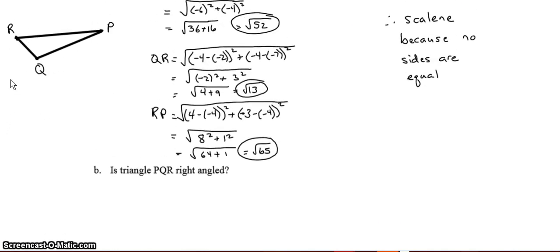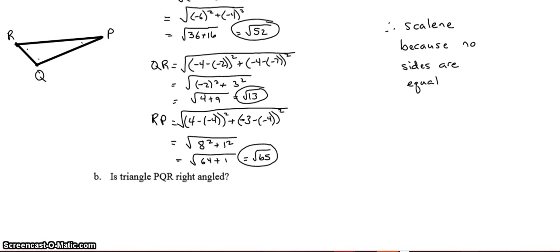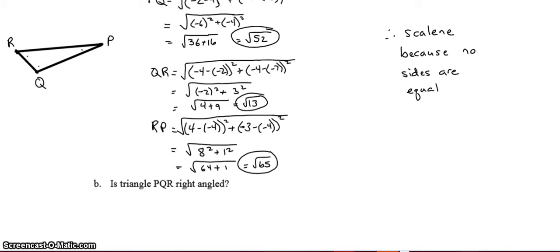For question B, when it asks if it's right-angled, what that means is that one of these three angles would have to be 90 degrees, which means two of these three sides would have to be perpendicular, which means the slopes of two of those three sides would have to be negative reciprocals. Now, none of these look like 90 degrees, but I just sketched that drawing. So what we're now going to do is figure out the slope of all three sides.